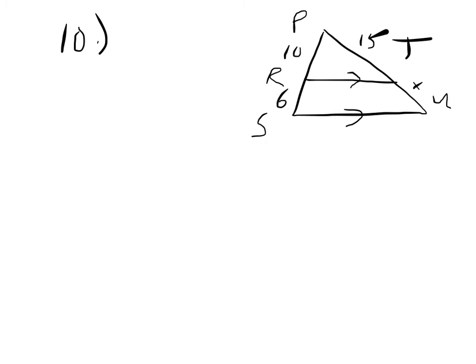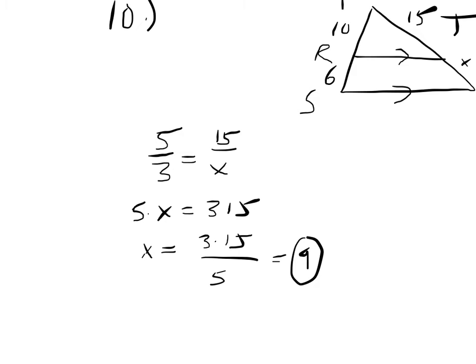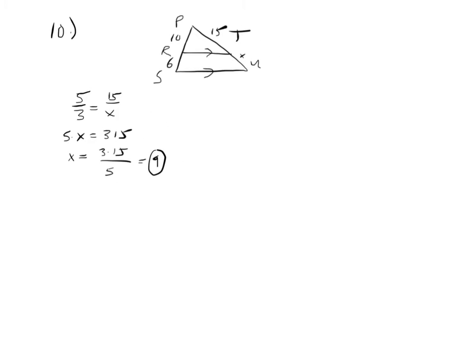Now I can look at that 10 to 6 right away and simplify that ratio to 5 over 3 equals 15 over X. Then I could use my means extremes product theorem. 5 times X equals 3 times 15. Solve for X. X equals 3 times 15 over 5. 15 over 5 is 3, so X is 9. That's one way to do the problem. However, let's look at a couple other ways that we might consider doing this. I'm going to put this back up here.